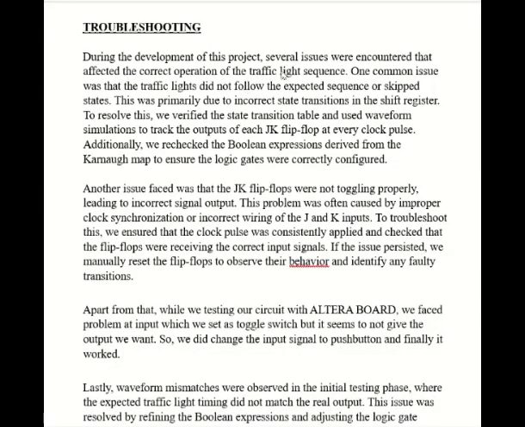During the development of this project, several issues were encountered that affect the correct operation of the traffic light sequence. One common issue was that the traffic light did not follow the expected sequence or skipped a state. This was primarily due to incorrect state transition in the shift register. To resolve this, we verified the state transition table and used waveform simulation to track the output of each JK flip-flop at every clock pulse. Additionally, we rechecked the Boolean expression derived from the Karnaugh map to ensure the logic gates were correctly configured.